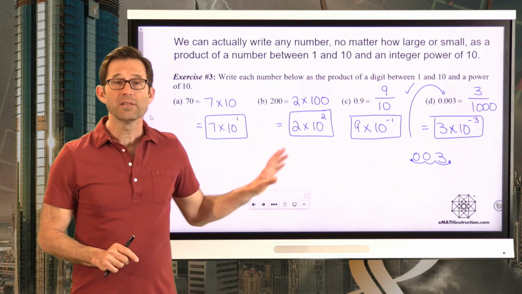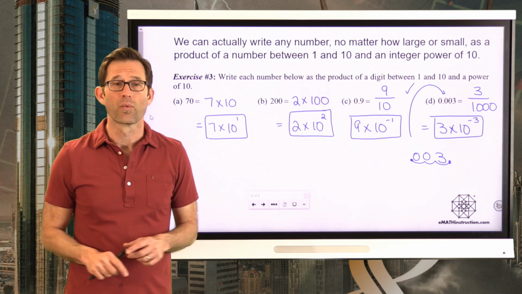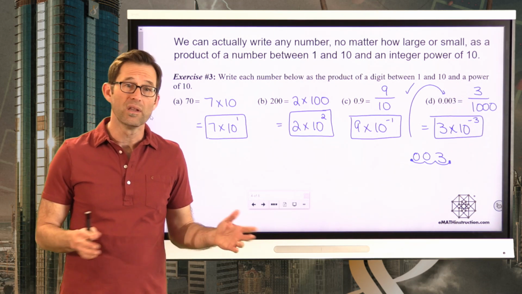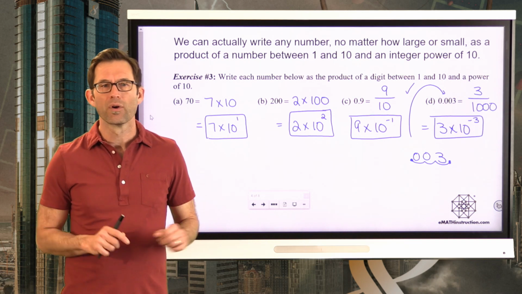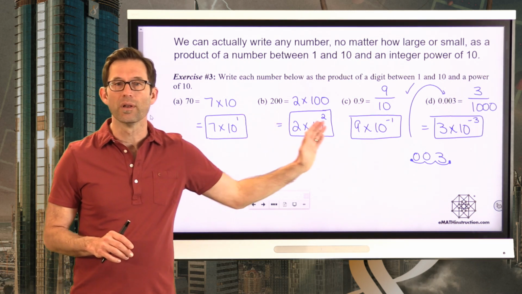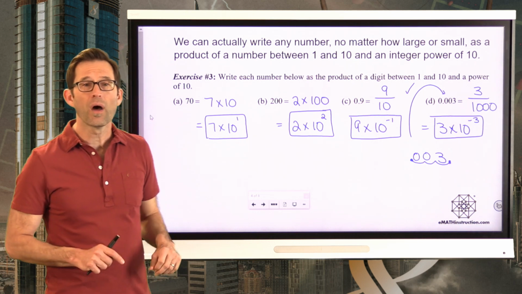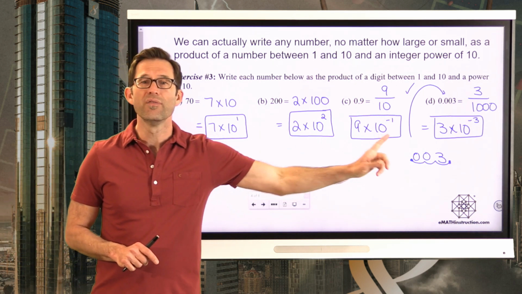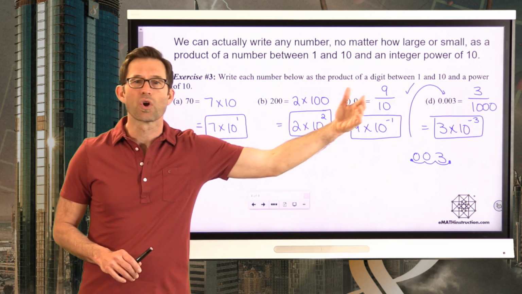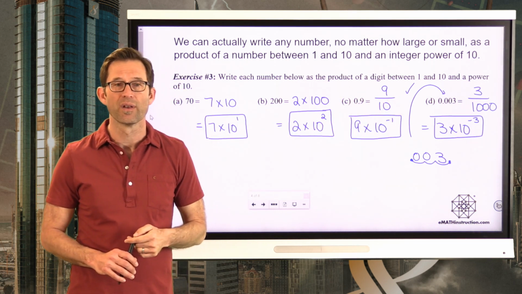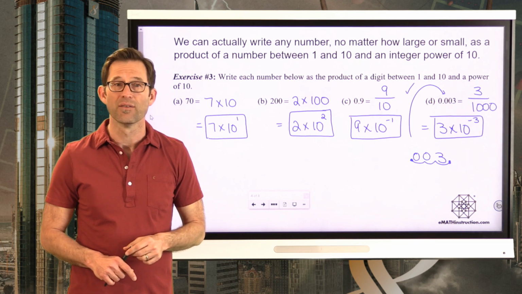Anytime I ask you to do this, you can see whether you're right or not by just doing what we did in the last lesson. If I move the decimal one way or another, I can check to see if I've written it correctly. Now, believe it or not, what we've done in each of these exercises is we've placed the number, which is just our normal decimal representation, into what's known as scientific notation.